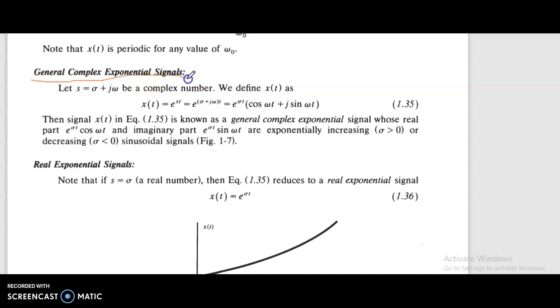General complex exponential signals. Let s equal to sigma plus j omega be a complex number. We define x of t equal to e power st, equal to e power (sigma plus j omega) t, equal to e power sigma t times (cos omega t plus j sin omega t).